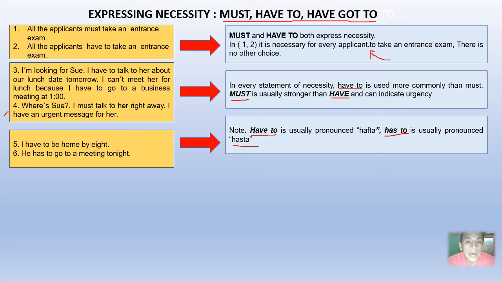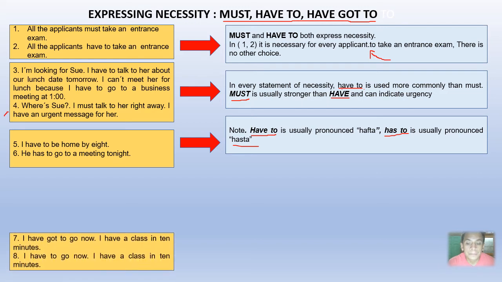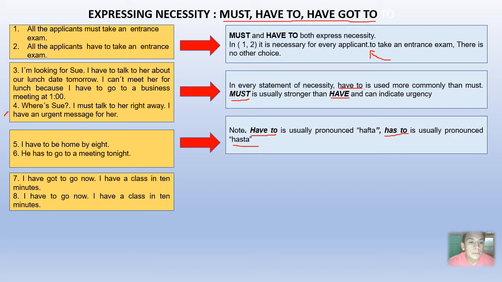Why am I explaining this to you? Because you need to know that English native speakers usually speak in an informal way. So have to is pronounced "hafta", like I have to be home by 8, and has to is pronounced "hasta": he has to go to a meeting tonight. In this example, we have number 7: I have to go now. I have a class in 10 minutes.